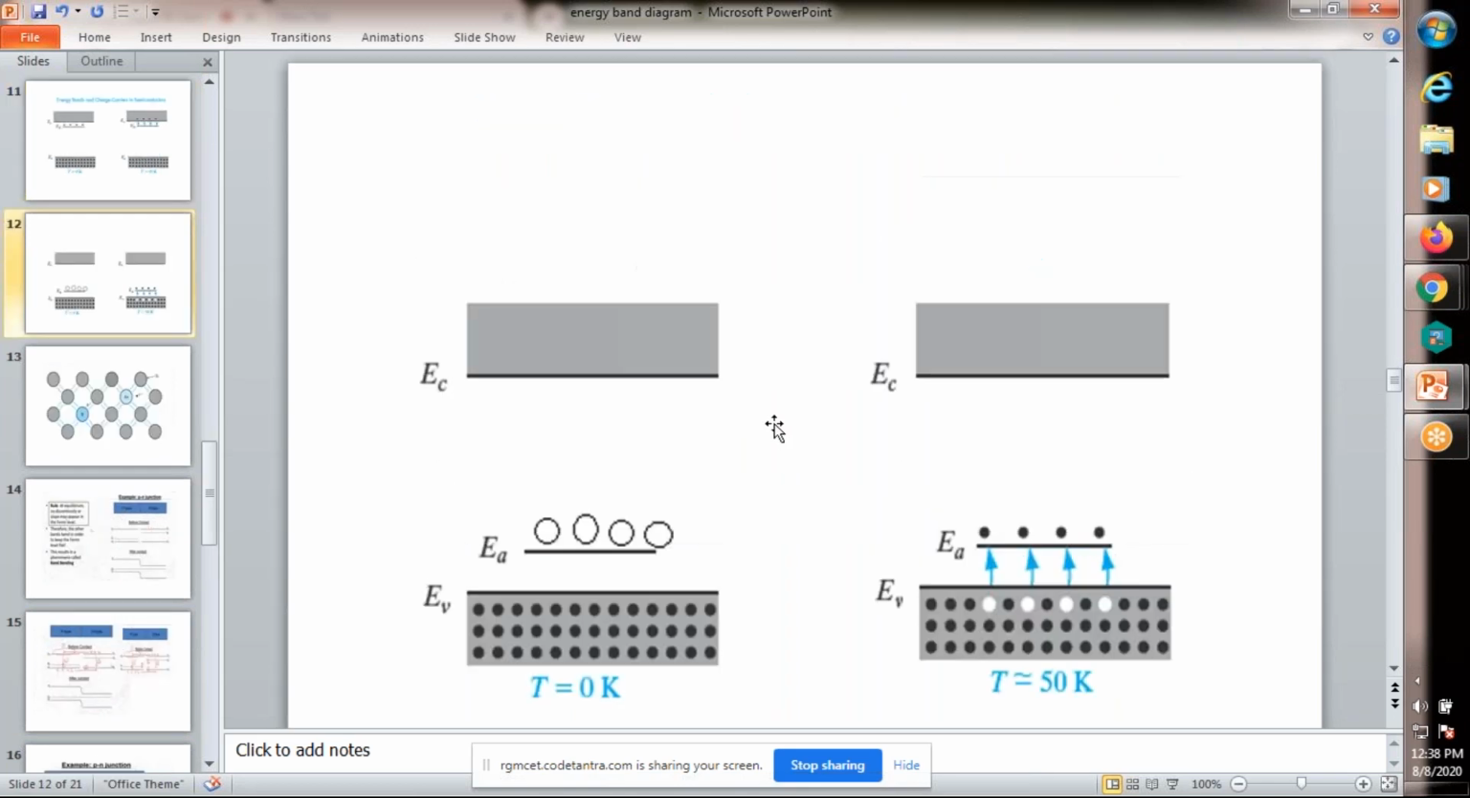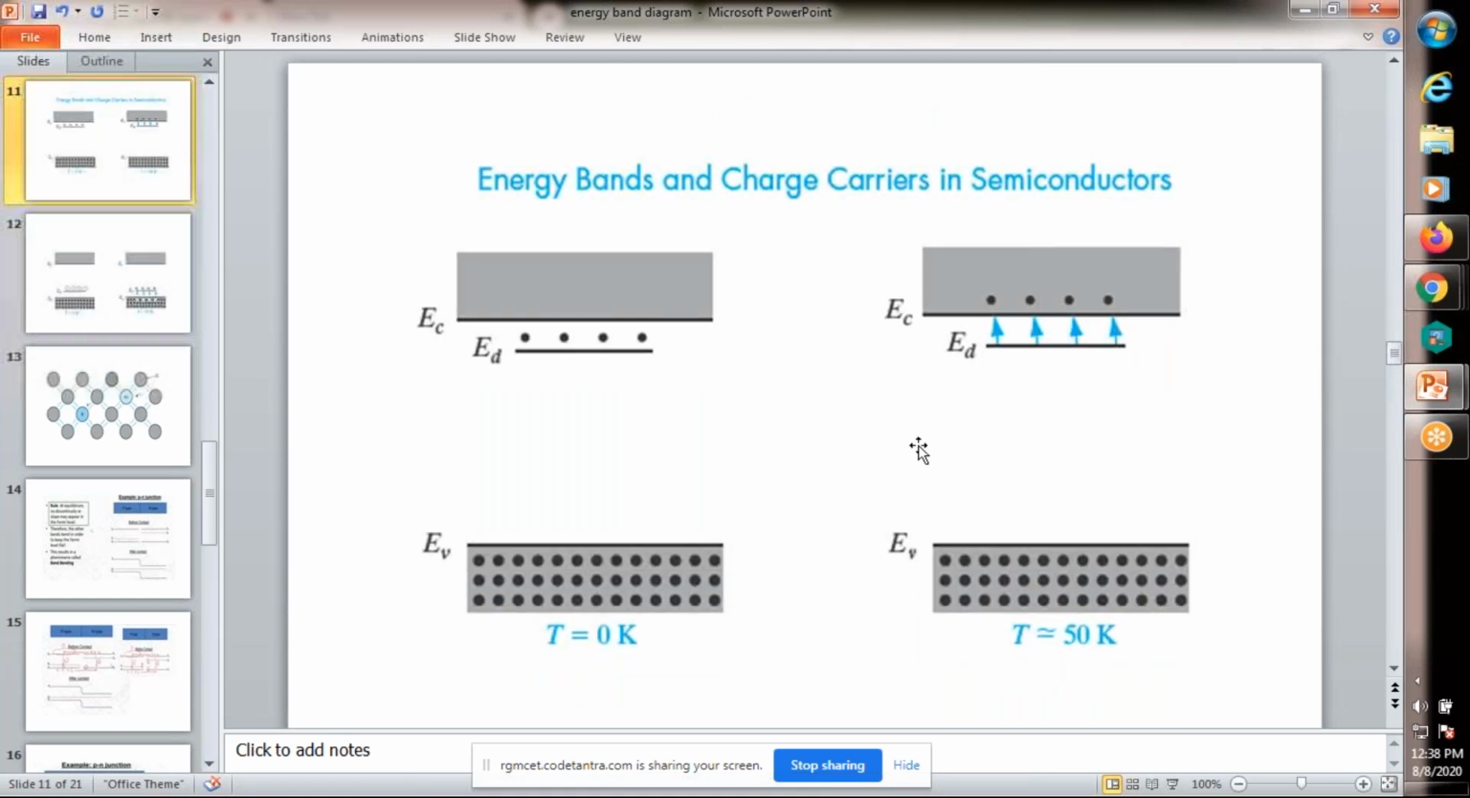Okay. Now, similarly, this is for P type. The previous one was for N type semiconductors. Here, N-type semiconductor donors donate one electron and their energy level is near the conduction band, right? Even below room temperature, they get sufficient energy and then jump into the conduction band.